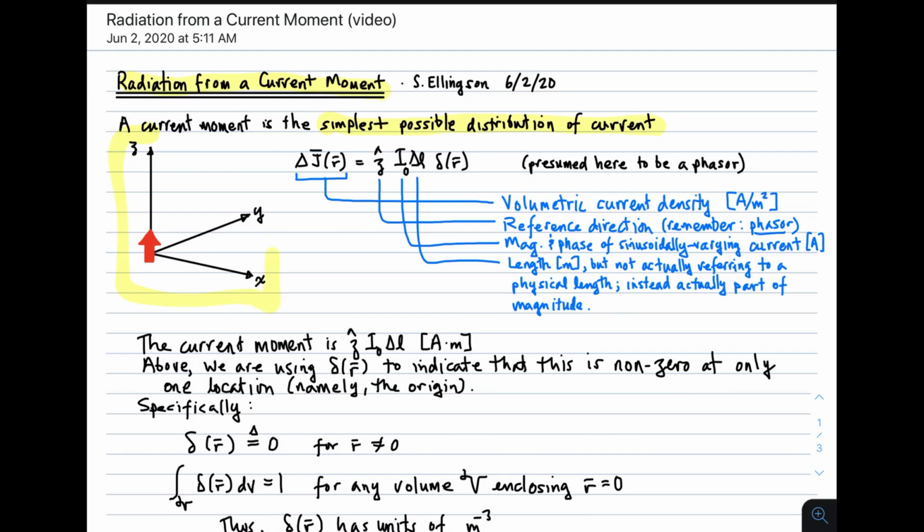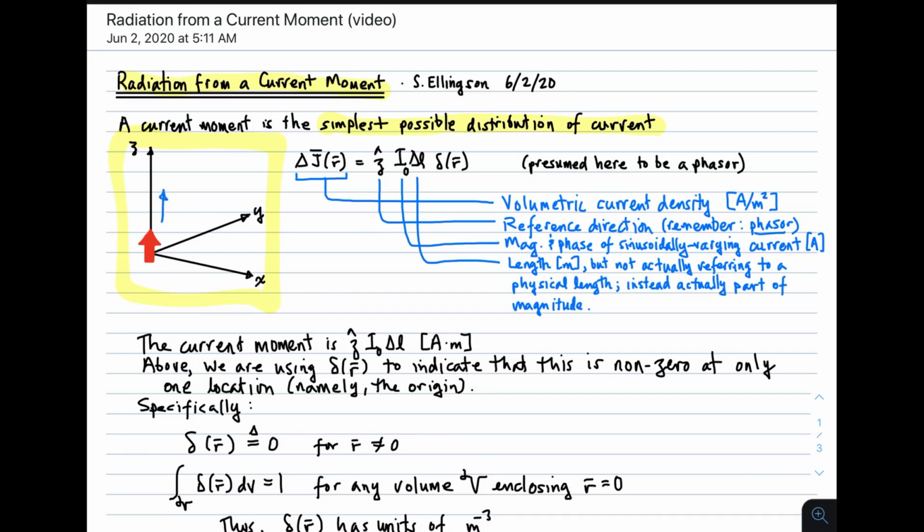So, this picture on the left is a picture of what I have in mind by a current moment. It is simply a little piece of current that exists nowhere except at the origin, and because it's current, it has to have a direction. And you will see that the direction here is along the z direction.